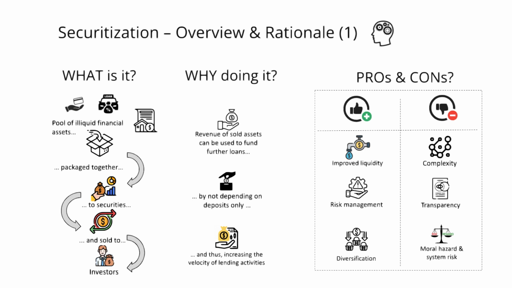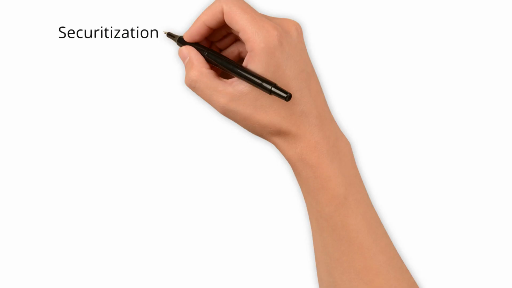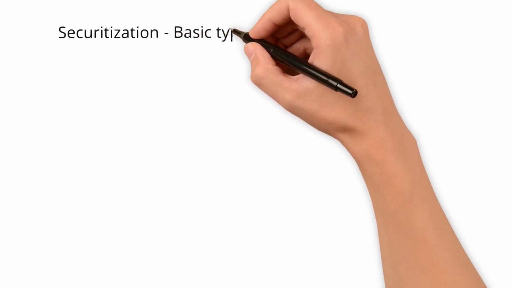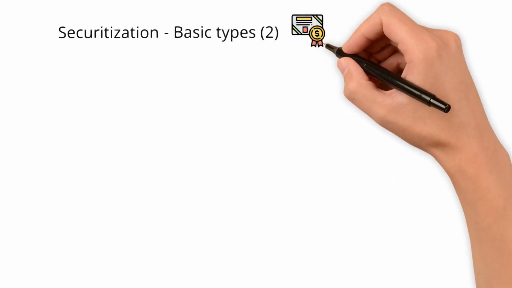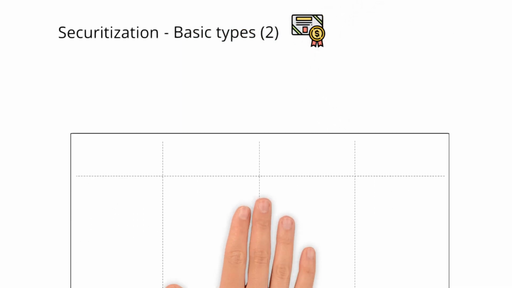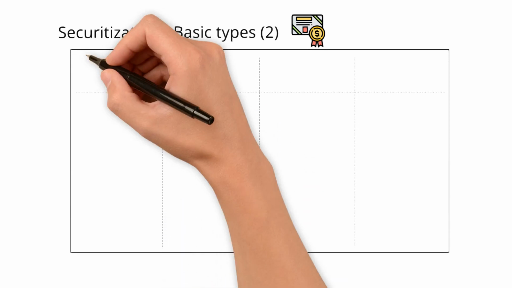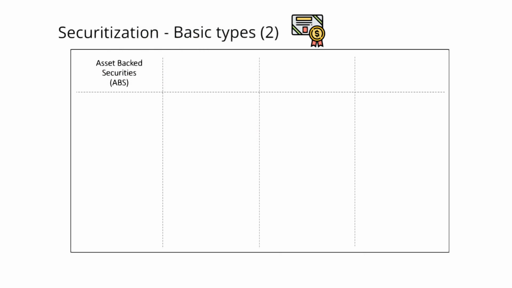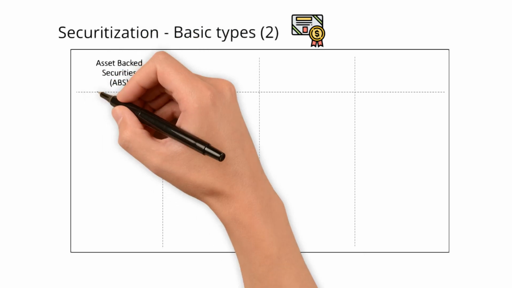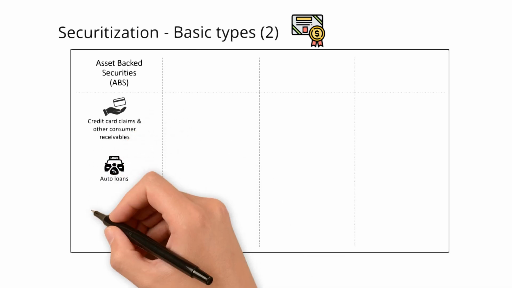Alright then, let's move on and delve a bit more into the basic types of securitizations. Since we are now familiar with the basics of securitization, let's focus next on the assets that can be securitized. Or in other words, the main types of securitizations comprise the following. Asset-backed securities, whereas the respective abbreviation is ABS. ABS are securities backed by a pool of financial assets, such as credit card receivables, auto loans, or leasing claims.